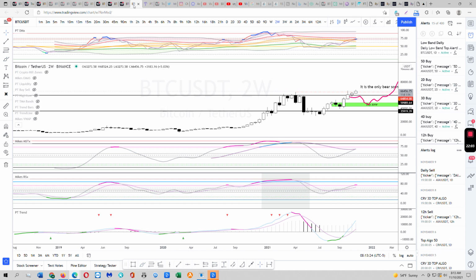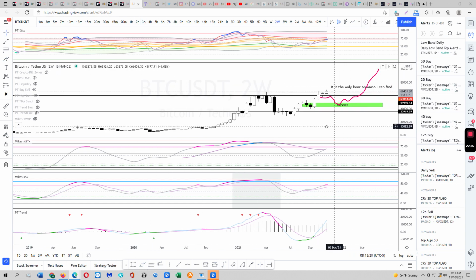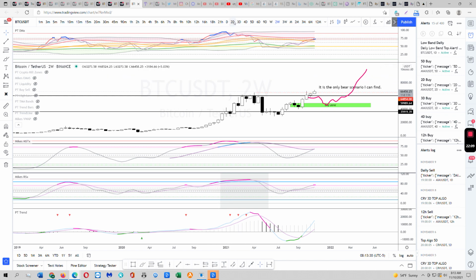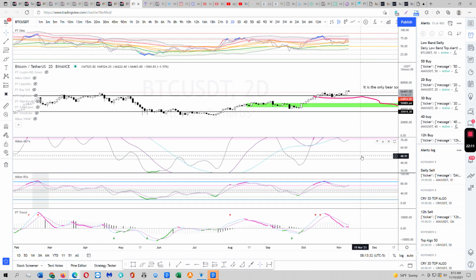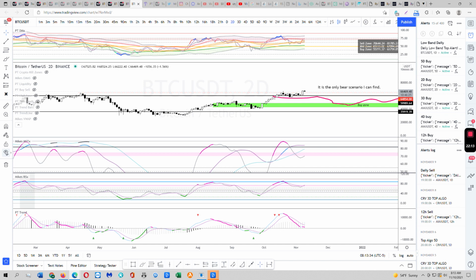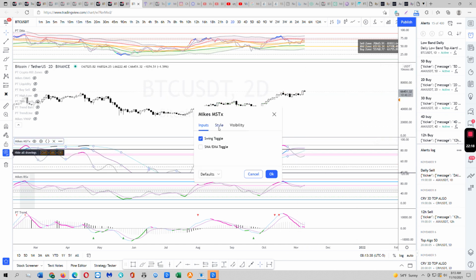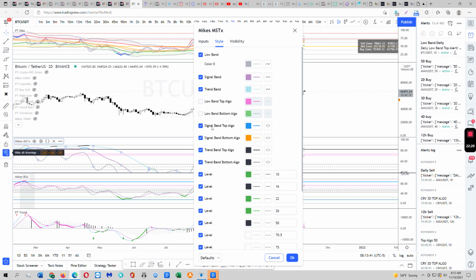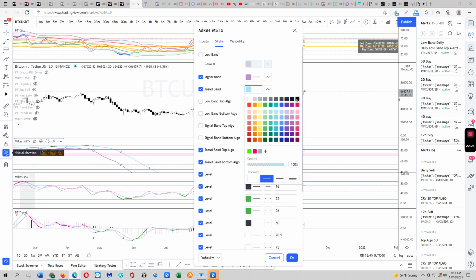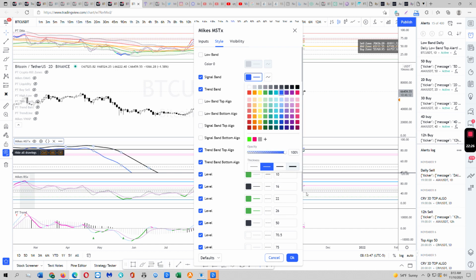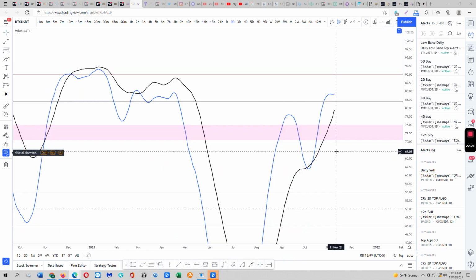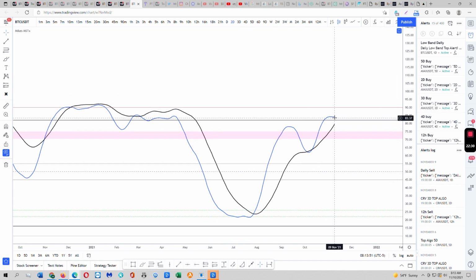Macro perspective, I'm still bullish. I'm not worried about anything yet, but you have to start paying attention because the 2-day is about to give you a little bit of a cross. So if you don't look at the price action, the most important thing you want to see is this. Get rid of the low band, get rid of all this, and just give me the signal. Make the trend band black, make the signal band blue. If these things kiss and cross, you have to start being very, very careful.